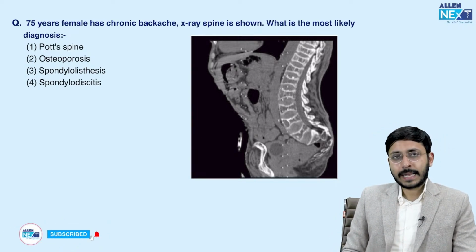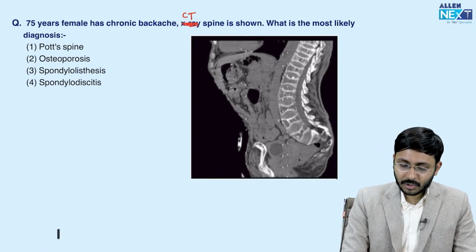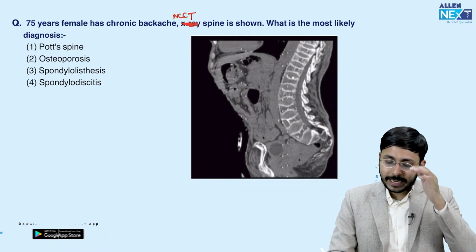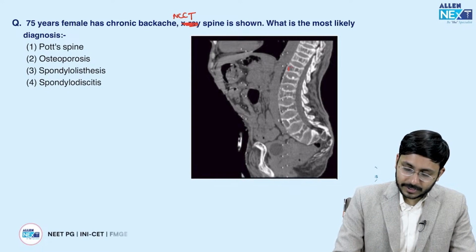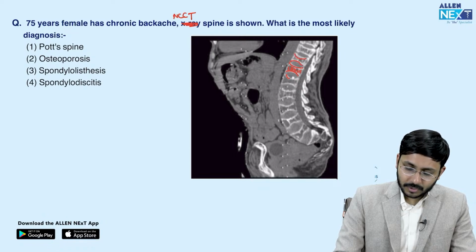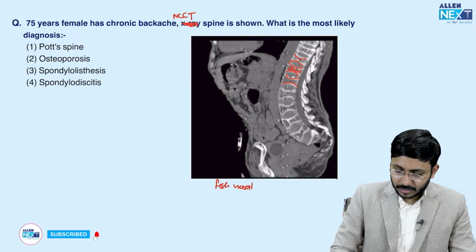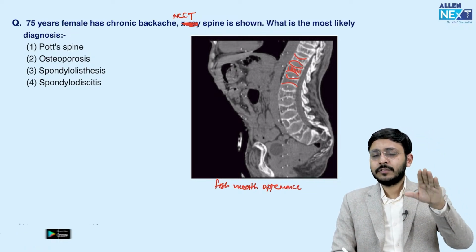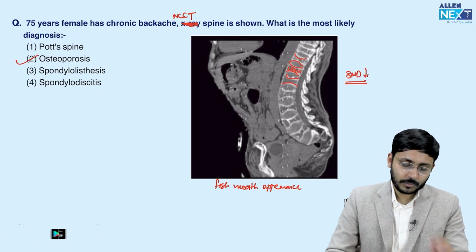A 75-year-old female has chronic backache and the X-ray spine is shown. So actually it's not an X-ray, it's a CT scan, a non-contrast CT. The NCCT spine is shown below. What is the most likely diagnosis? So in this NCCT, what do we see? We see prominent trabeculae and compression fractures involving all the vertebrae. This is known as a fish mouth appearance. And since the trabeculae are very well visualized, we know that the bone mineral density is reduced here. So the answer here is osteoporosis.